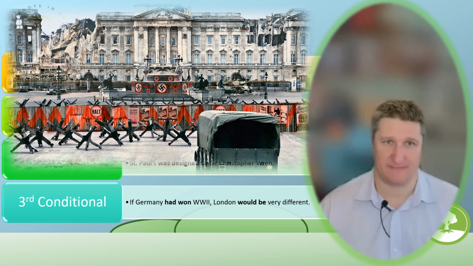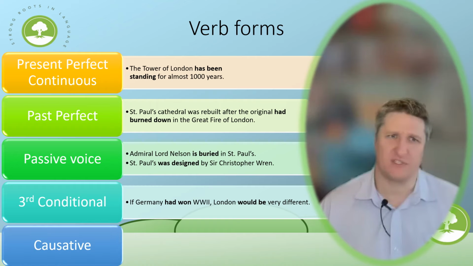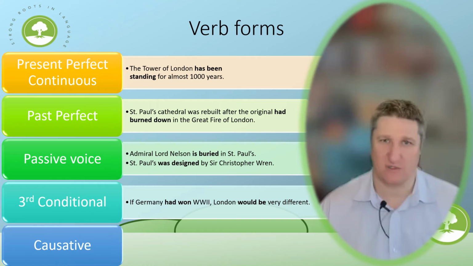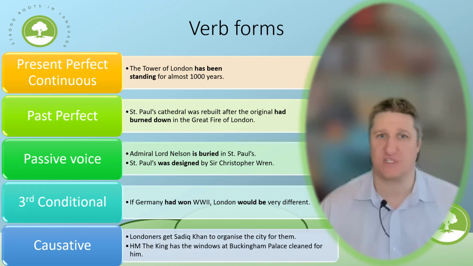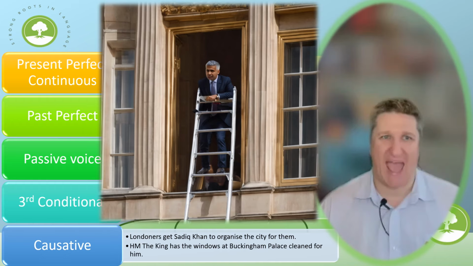Lastly on this slide, let's get rid of that, that was a disturbing image. You should be able to use the verbs have and get with a causative meaning. That is, when you have something done for you, or you get someone to help you out. Anytime someone does a job for you, it's a chance for you to use this form. For example, Londoners get Sadiq Khan to organise the city for them. Sadiq Khan there is the Lord Mayor of London. And His Majesty the King has the windows at Buckingham Palace cleaned for him.